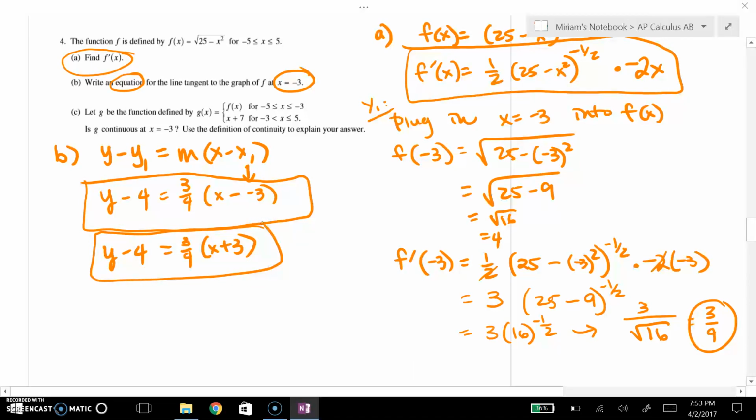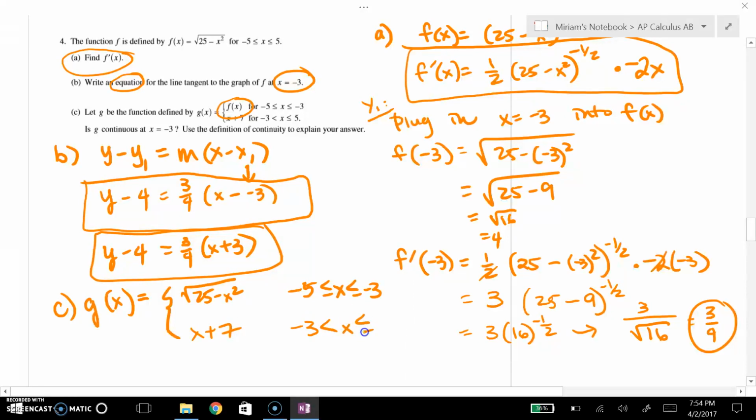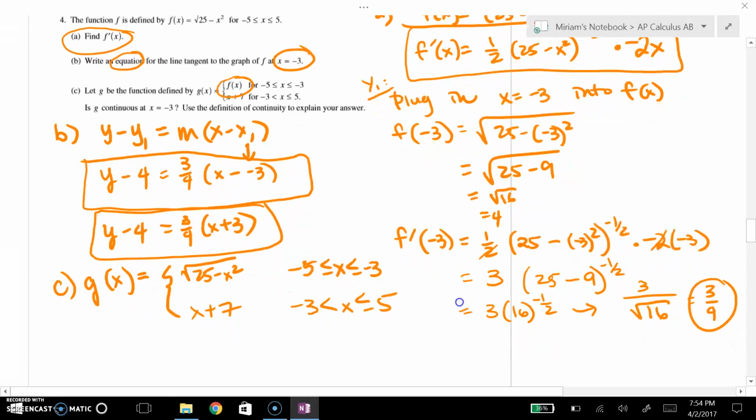Almost done. C, I'm going to let you figure this out. You can do it, okay? So they're just saying that g(x) is a piecewise function, f(x) at the top, which is the square root of 25 minus x squared, for negative 5 less than or equal to x less than or equal to negative 3, and x plus 7 for negative 3 less than x less than 5. The question is, is it continuous?